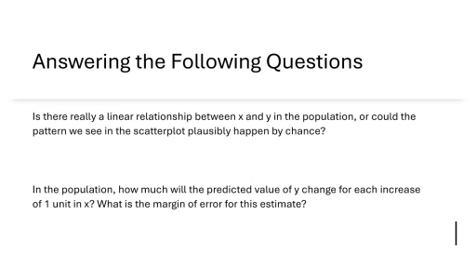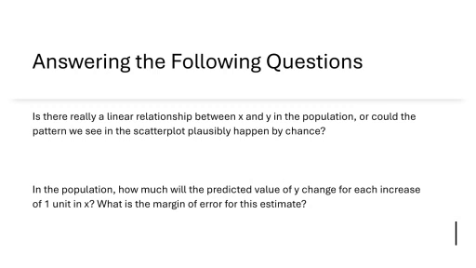Okay, so when we're doing these regressions, we are looking basically to answer 2 different questions. First one is, is there really a linear relationship between x and y in a population, or could it just be happening by chance? So that's one thing we're going to be answering. That's kind of the key thing when we're looking at these regressions. Second one is, in the population, how much will the predicted value of y change if we increase the x value by 1? Essentially, it's the margin of error of our estimate that we're looking at. So how big of a margin of error are we looking at? But the first question is kind of the key one here. We want to see, is there a linear relationship, or did this scatter plot just happen by chance?